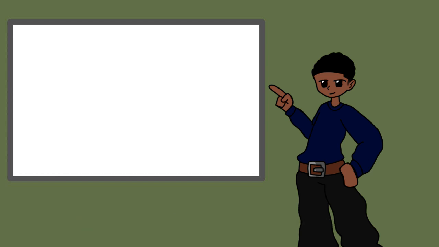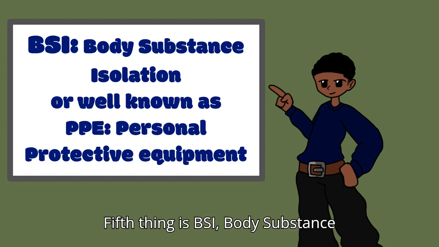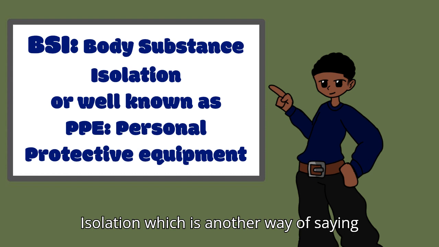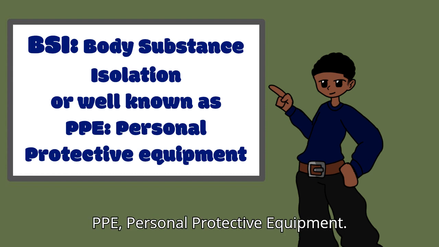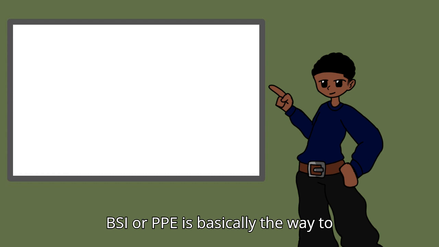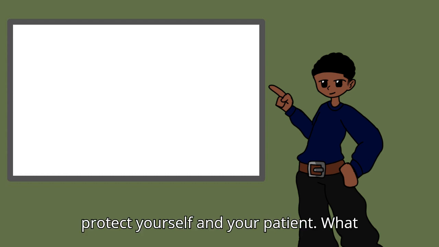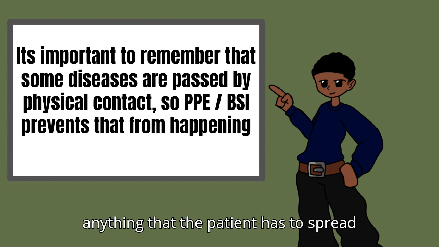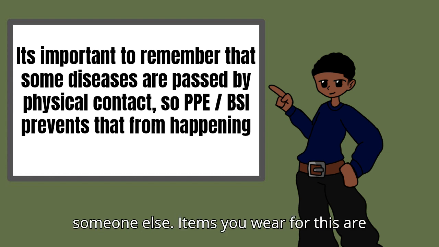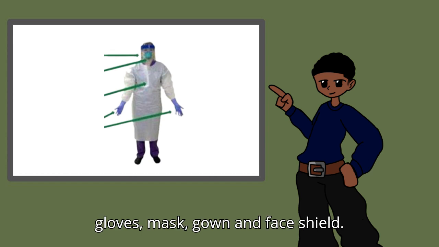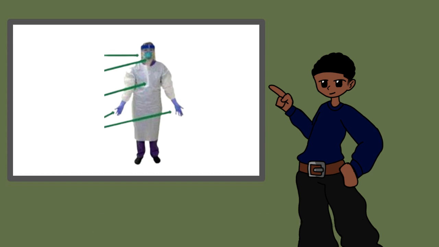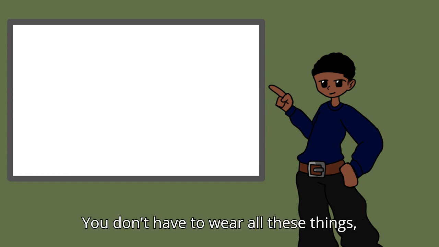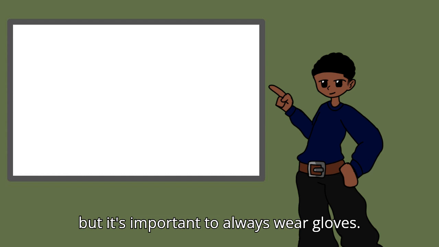The fifth thing is BSI, body substance isolation, which is another way of saying PPE, personal protective equipment. BSI or PPE is basically the way to protect yourself and your patient. What is it? They are the things you wear to prevent anything that the patient has from spreading to you, and in turn you spreading it to someone else. Items you wear for this are gloves, mask, gown, and face shield. You don't have to wear all these things, but it's important to always wear gloves.